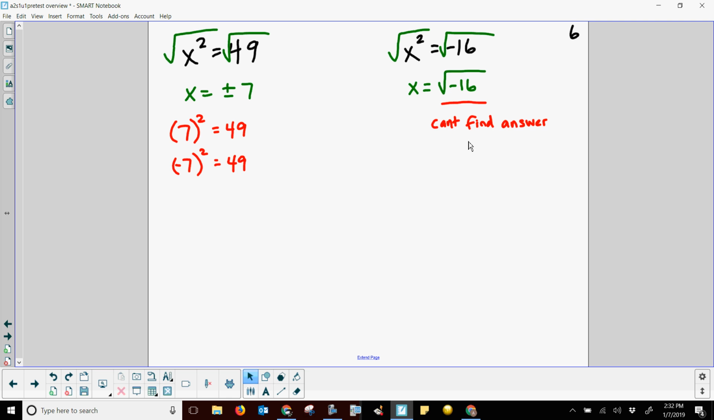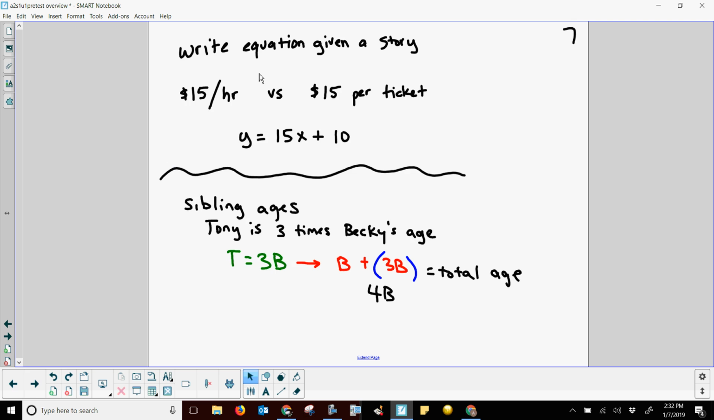This would be a no solution type, because if I plug in a positive number, I get a positive number. If I plug in a negative number, I get a positive number. Either way I do it, it's going to come out positive. So getting this negative number is not possible until we get to the complex numbers later on. So on this one, it would be a no solution type answer. So that's concept 6.